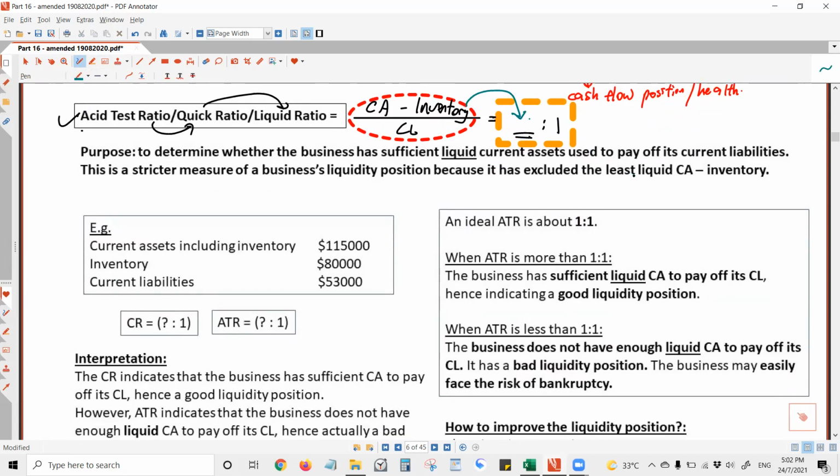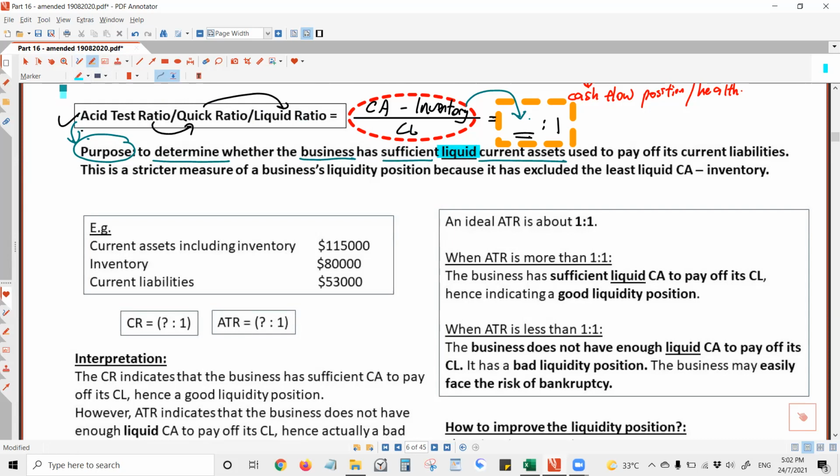The reason why you have this formula is like what I mentioned just now. Because inventory is the least liquid current asset, nobody wants your goods as payment. That's why it's more logical to remove the inventory when you are trying to see whether we are able to pay off the current liability or not. So this is why you have acid test ratio. It is used to determine whether the business has sufficient liquid current assets. You must have the word liquid when you are making any comments about acid test ratio.